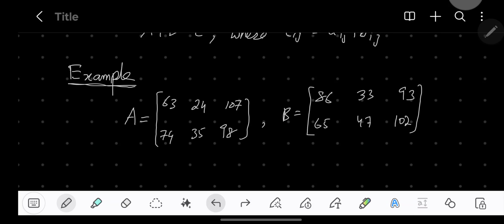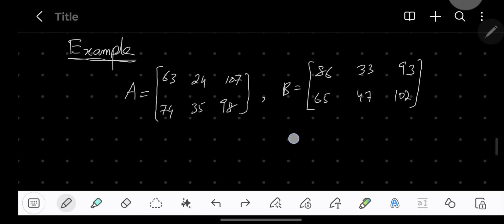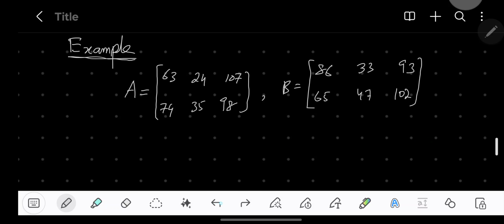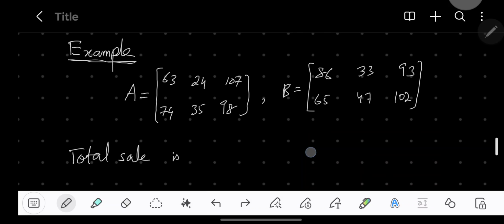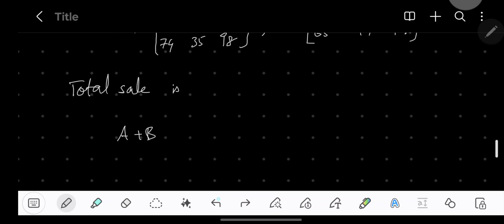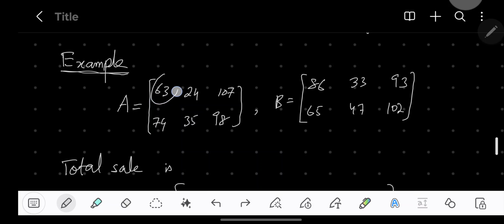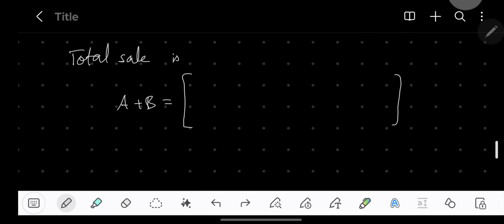Here is an example. For example, you have two matrices A and B, and you have to add them. Matrix A denotes the sale and matrix B also denotes the sale. Then the total sale is obtained by the addition of the two matrices A and B. First of all, I will add the first entry of this and the first entry of this, and I will get the new element here.